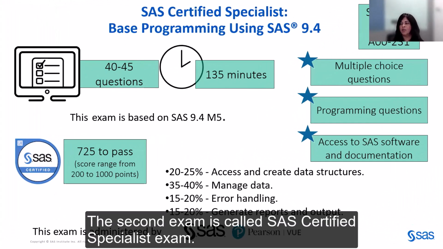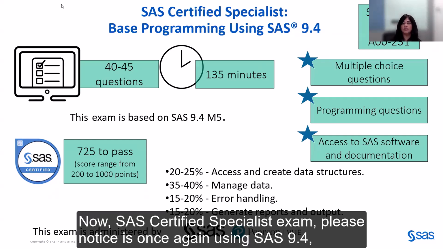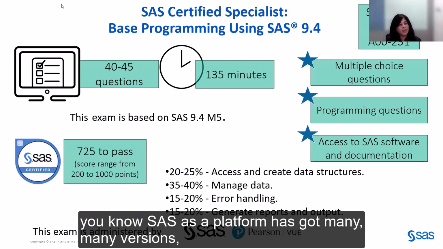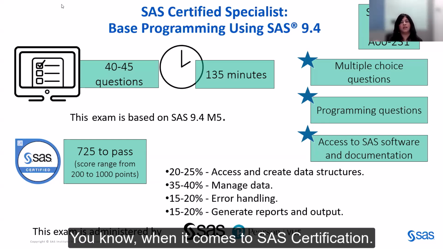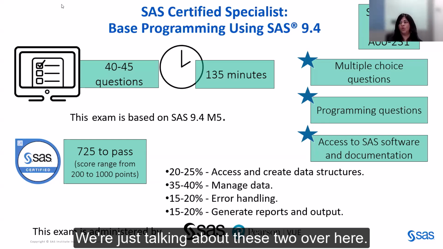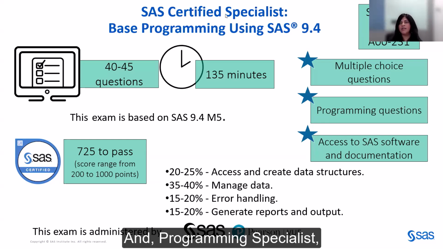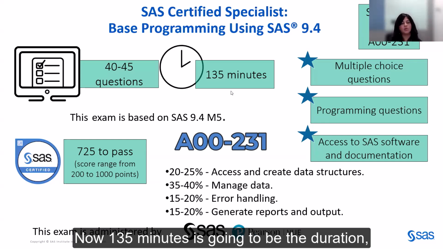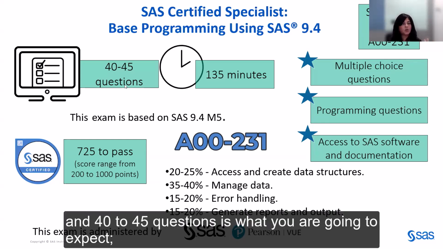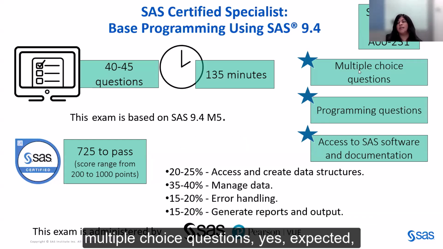The second exam is called the SAS Certified Specialist exam. Now, the SAS Certified Specialist exam, please notice, is once again using SAS 9.4. SAS as a platform has many versions, and there are a lot of other exams also. So please notice we have a large bouquet of exams when it comes to SAS certification. We're just talking about these two over here. And Programming Specialist, A00231, that is the ID. Now, 135 minutes is going to be the duration, and 40 to 45 questions is what you can expect. Multiple choice questions, yes, expected.